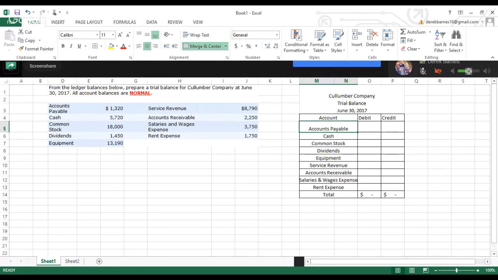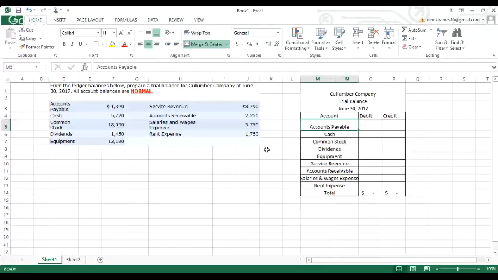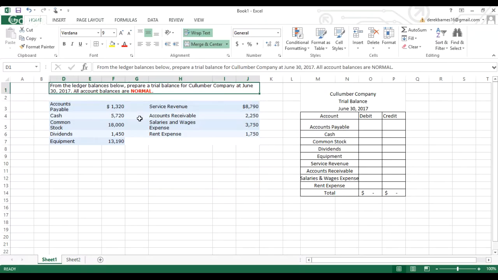Hello, everybody. I am going to briefly explain how to do the brief exercise on chapter 3, number 11. This is for lesson 4. When I like to think of, first off, is to see what they want. So that's up here: from the ledger balances below, prepare a trial balance.